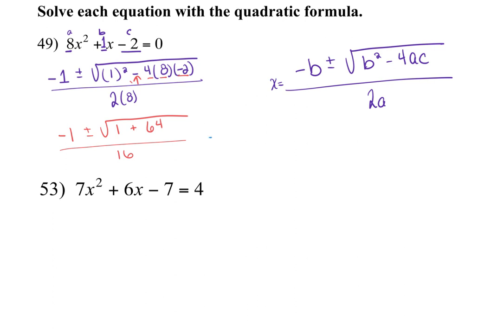And then our last step is to simplify if we can. We have negative 1 plus or minus the square root. 1 plus 64 is 65, all over 16. If you were to do factor tree, that's 5 and 13. So 65 does not simplify. There's nothing you can do to take it out. We're actually done. This is our answer.